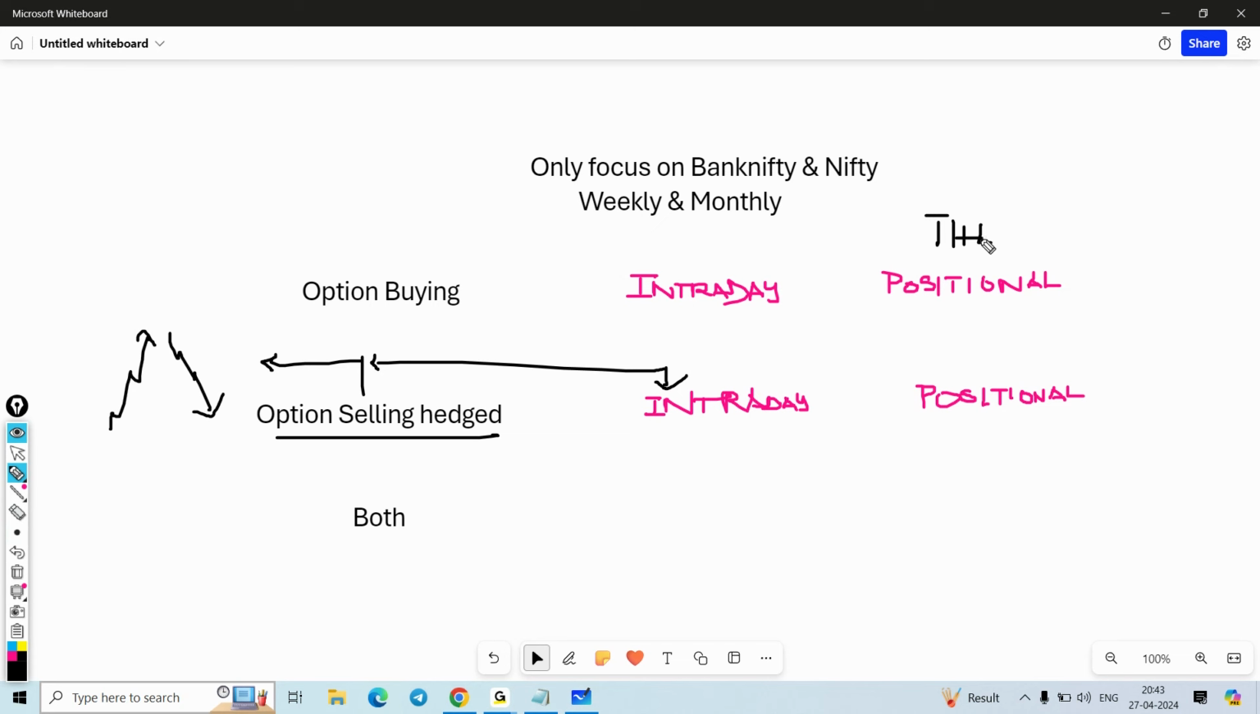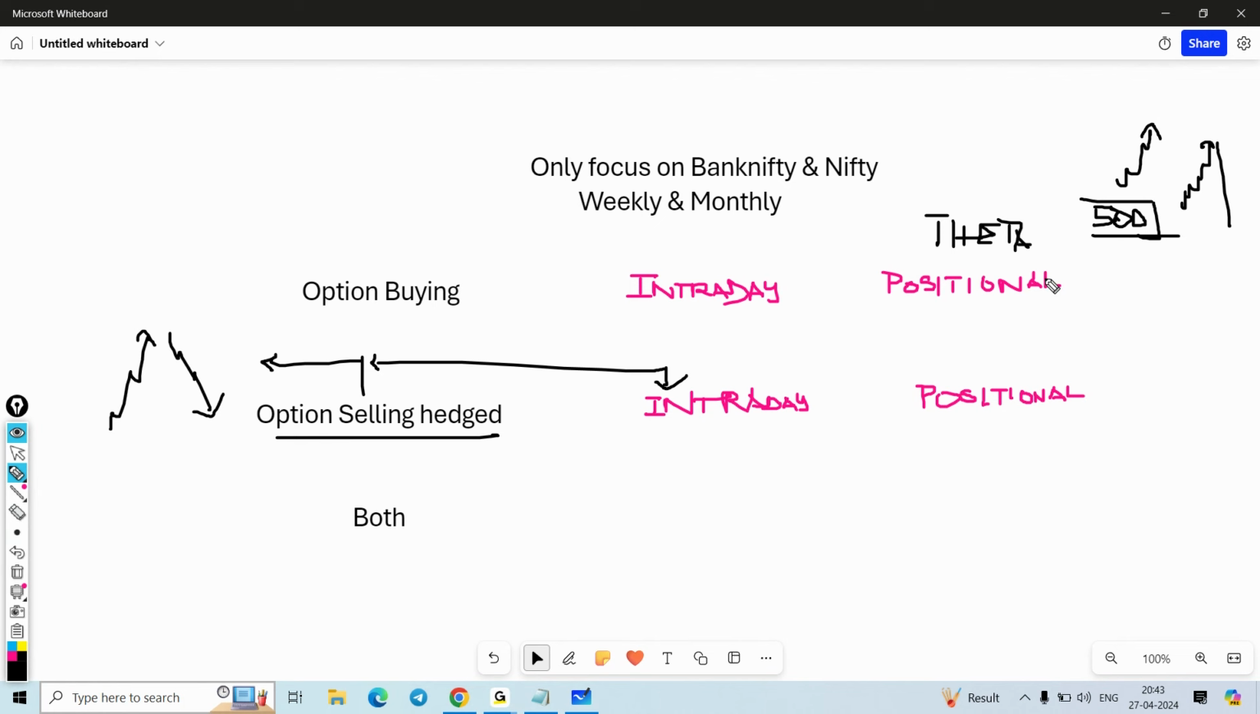Theta will be a problematic factor if you're taking an option buying position. Let's say I bought a position at 500 and I'm expecting the market to go up. Even if the market goes up, and after 2 days it comes down again, you will be facing a clear theta decay problem.